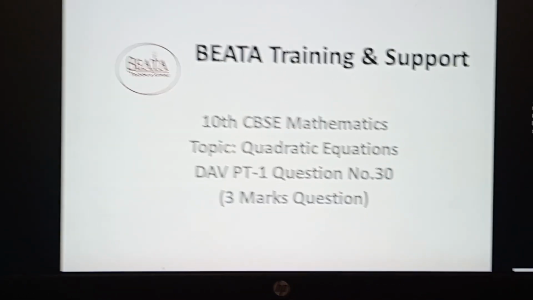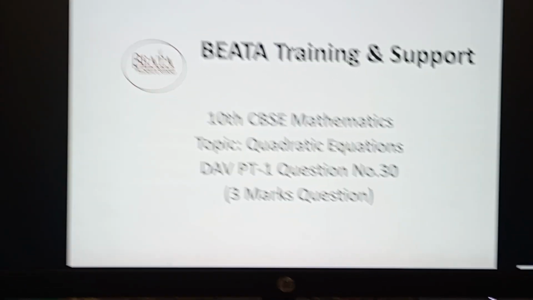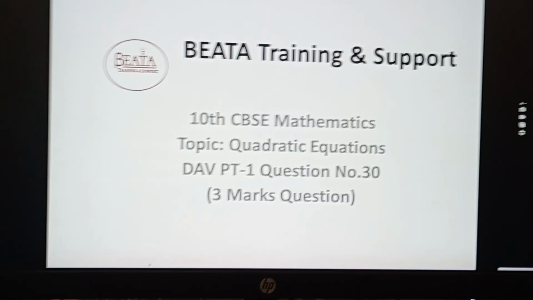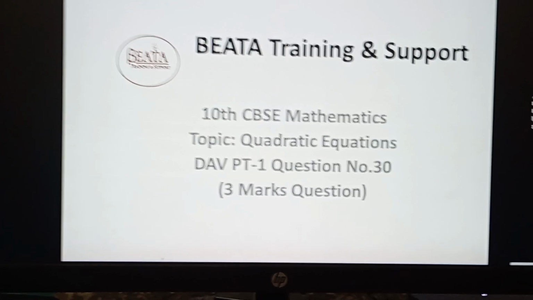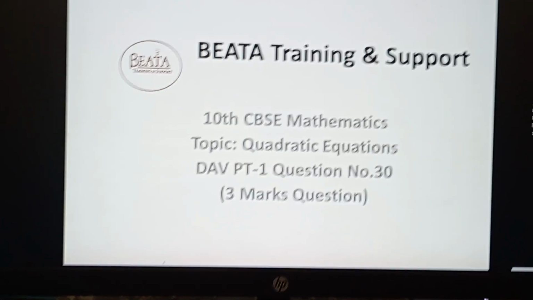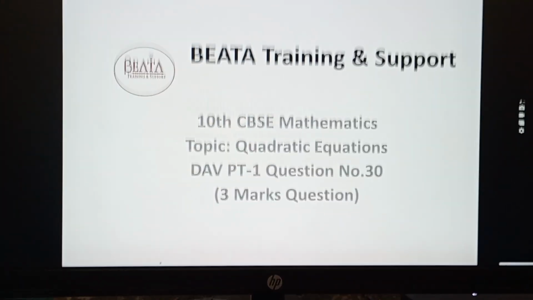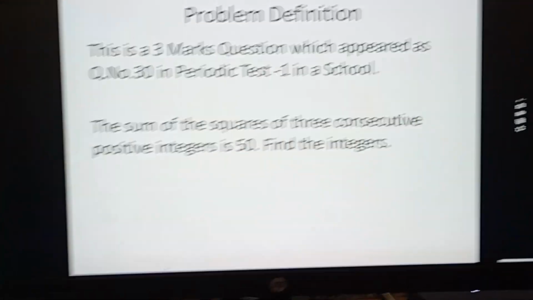This is a question for the 10th standard CBSE Mathematics on the topic quadratic equation. This question appeared in the periodic test 1 question paper, question number 30. It's a 3 marks question. Let us see the question.